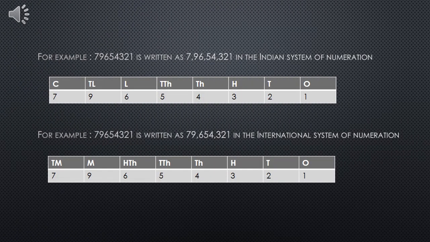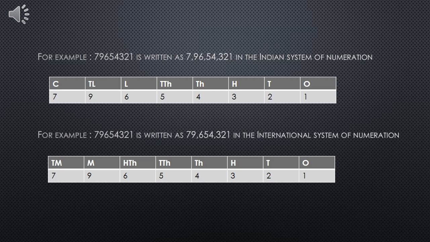These are the examples for Indian system of numeration and international system of numeration. Now let us consider an example, 79654321, where we have to put the commas. In Indian system of numeration, ones, tens and 100 place.